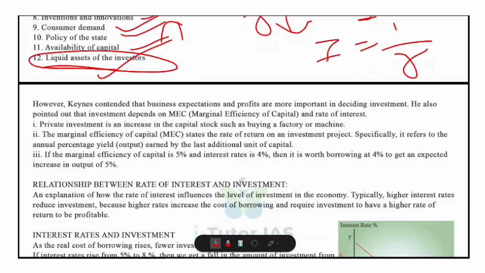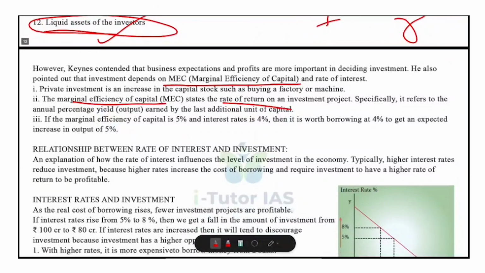So Keynes identified two key determinants of investment. What are they? MEC, or marginal efficiency of capital, and also the rate of interest. So investment decisions depend on the relationship between these two things. So what is meant by MEC, or marginal efficiency of capital? MEC refers to the expected rate of profit or return from an additional unit of capital. It shows how much output or income a new investment like machinery or a factory can earn per year.